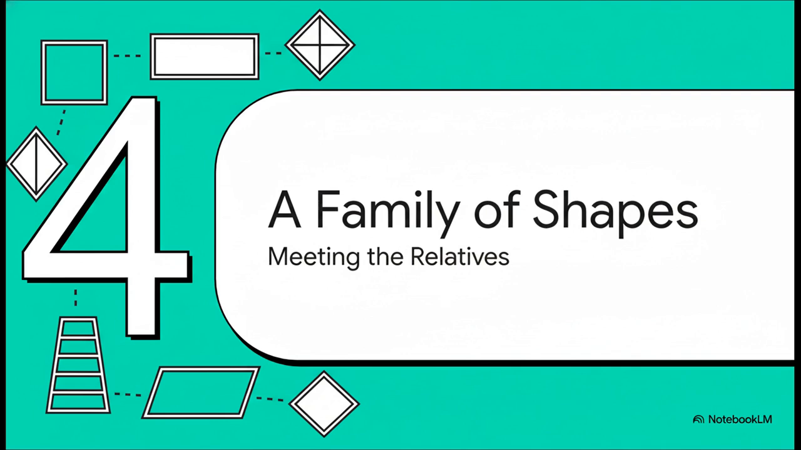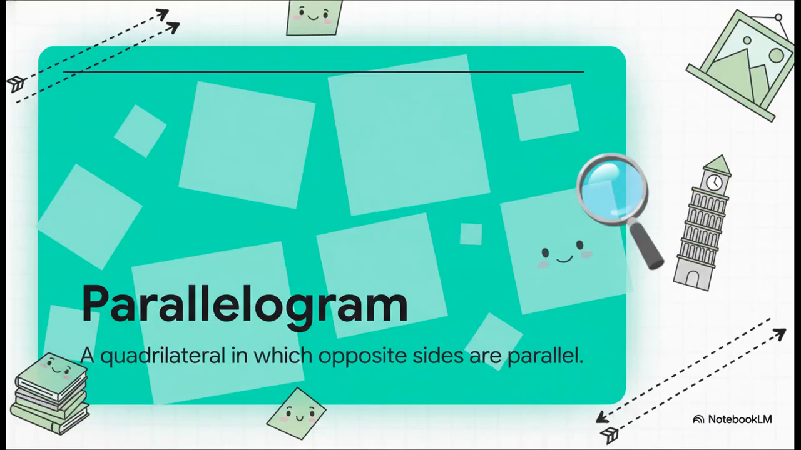Now the fun begins. We can actually discover the rest of the quadrilateral family just by playing a game of what if. What if we start to relax some of those super strict rules we had for our squares and rectangles? For instance, what if we forget about the whole 90-degree angle requirement? What if our only rule is that the opposite sides have to be parallel to each other? Well, if you do that, you get a parallelogram. Just picture a rectangle that someone gently pushed over.